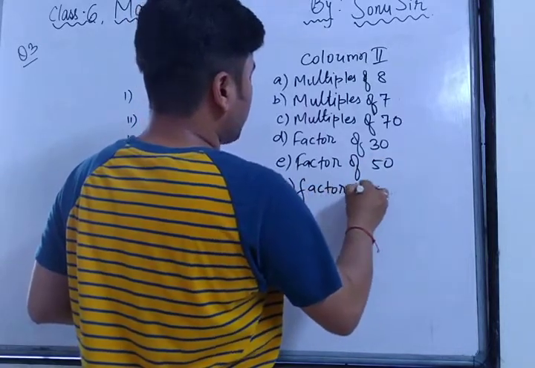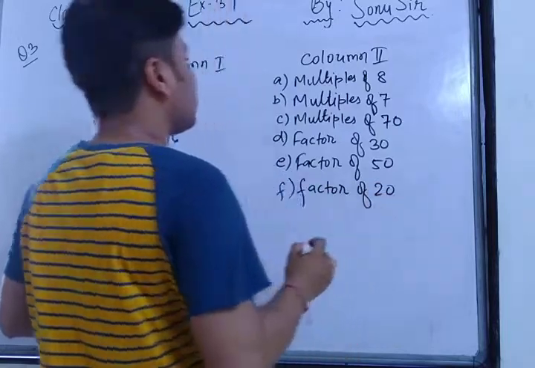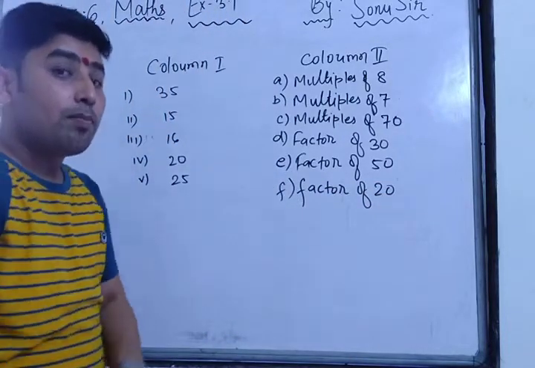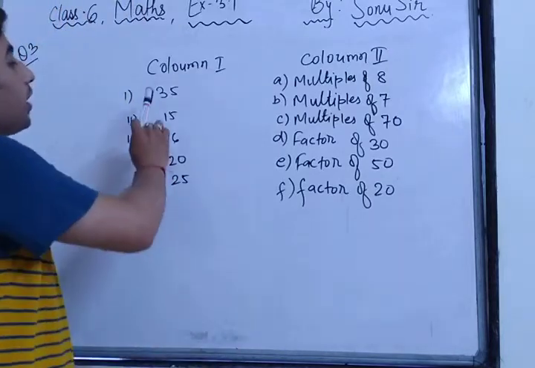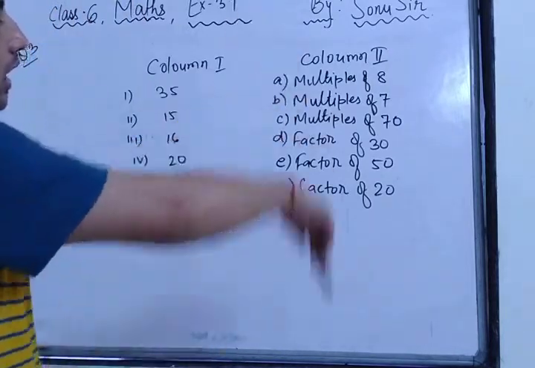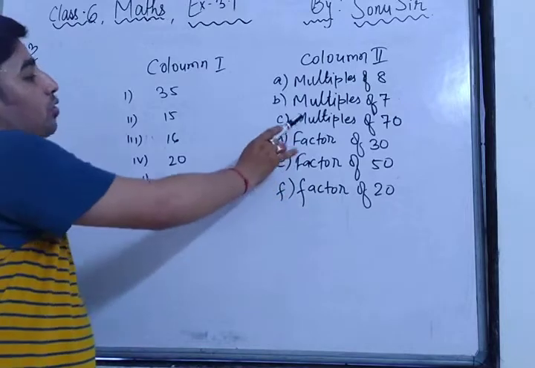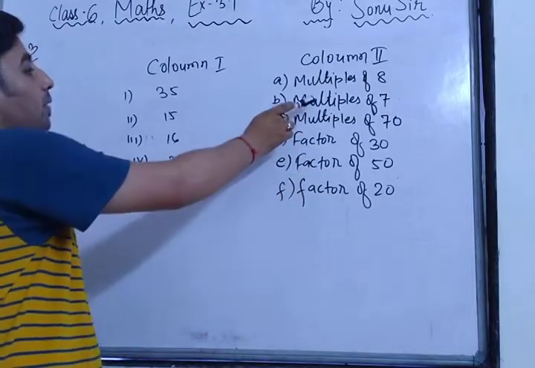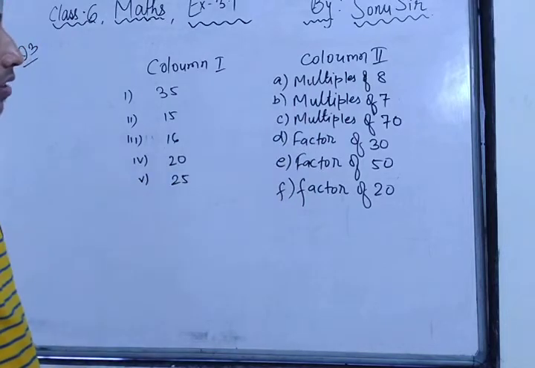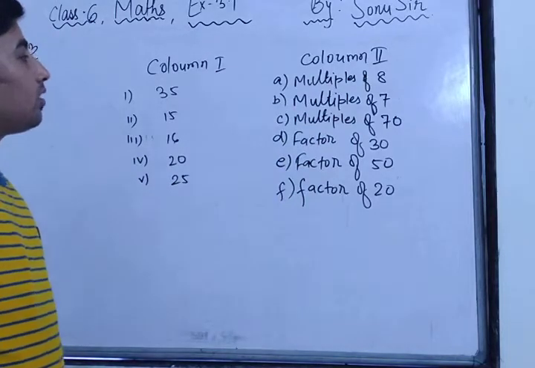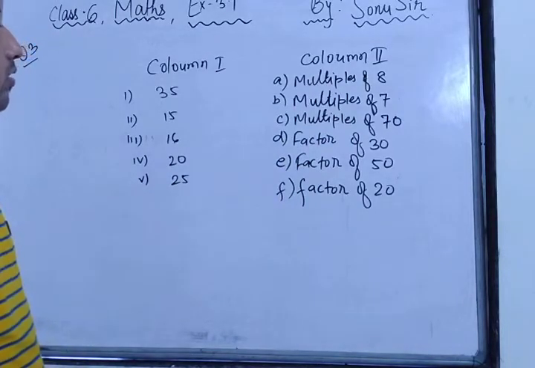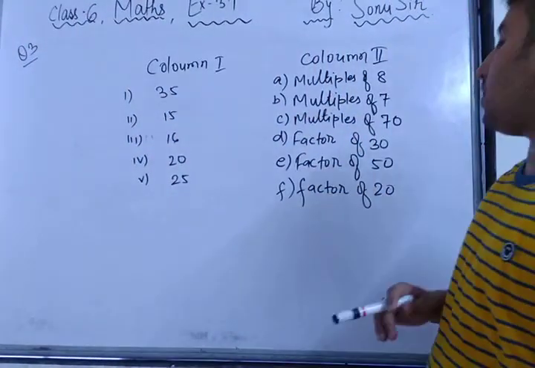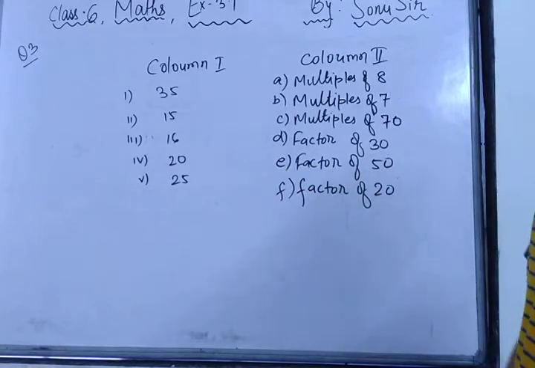Now just check the question very carefully. After understanding the question, what we have to do is match the following. See, a 35 is there. Multiples of 70 is there here, and multiples of 7 is also there. So can you tell me what will be the 35? It will be a multiple of 7, because in the 7 table 35 comes, right?